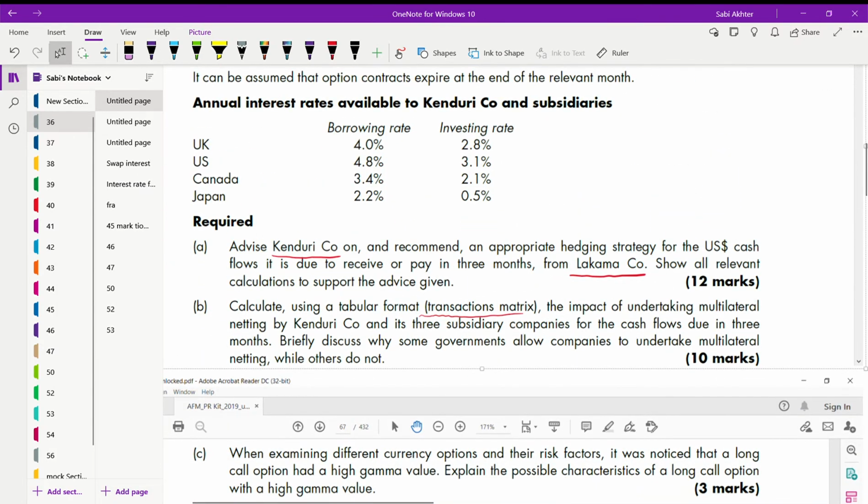Every time this question is only there: advise the company and recommend. Advise and recommend appropriate hedging strategy. Every time it is repeated, for the payment or a receipt in 3 months. The time also they will give you. And show all relevant calculations.